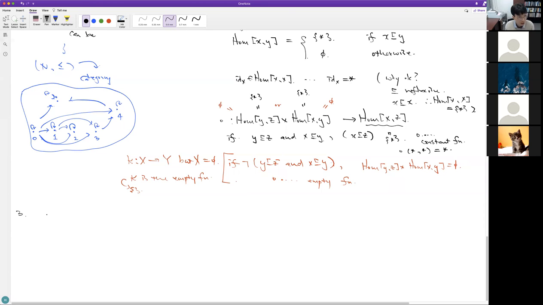Actually, before going there, let me just mention this. This is really important. There is a very important notation, and a few notations which are really important in category theory. The first is something that you already saw. We're going to write it something like this.